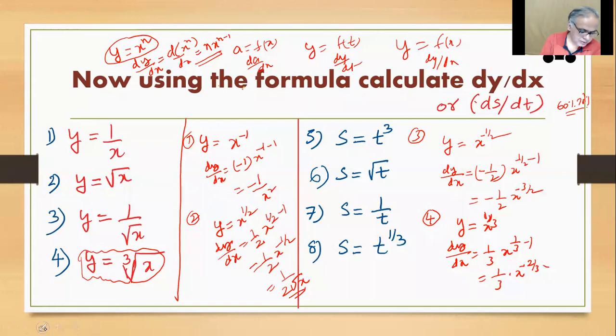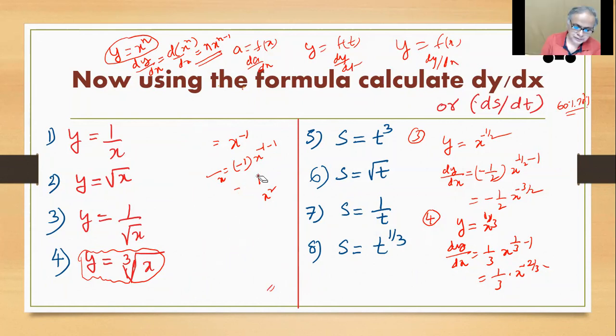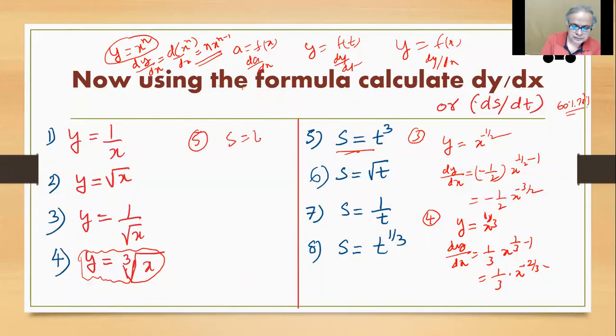So I shall rub off this one, this side. Now, Ramakrishna, ready? Tell me, the fifth one. Fifth one, s is equal to t cube. Then ds by dt.